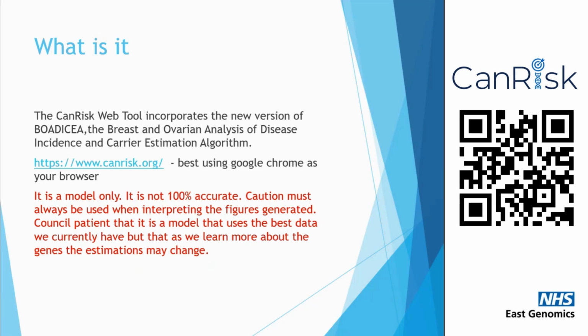You can just Google CanRisk, it will take you to the website. It's only a model. I always say to people, it looks very accurate, it gives you risks to decimal places, but it is a model. Please use it with caution. If you get a printout and think that really doesn't look right, check through your inputs, check it makes sense what you put into it, and you can always email the CanRisk team as well if you get a calculation that you don't think seems right, and they can give you an explanation as to why.